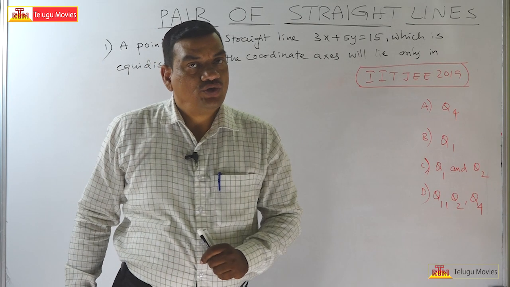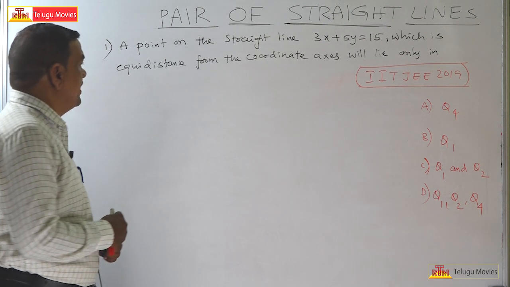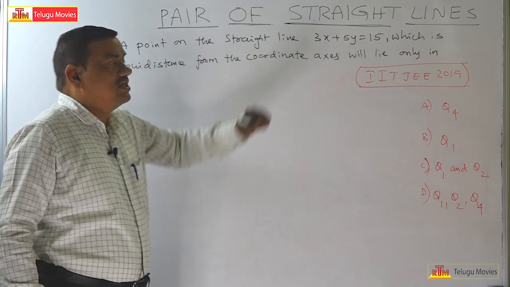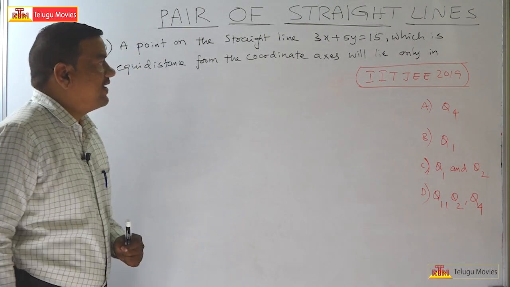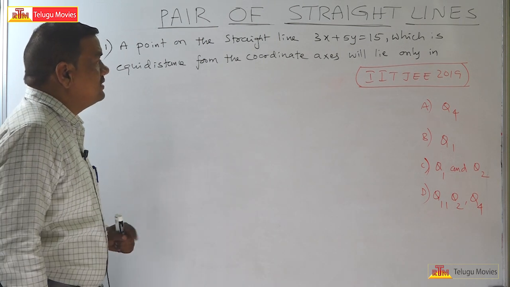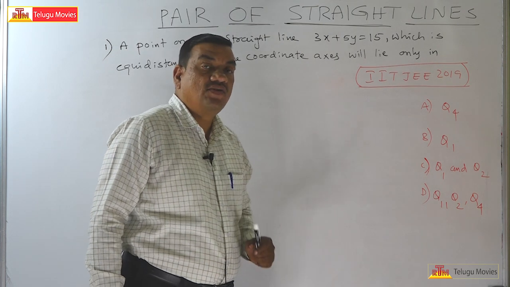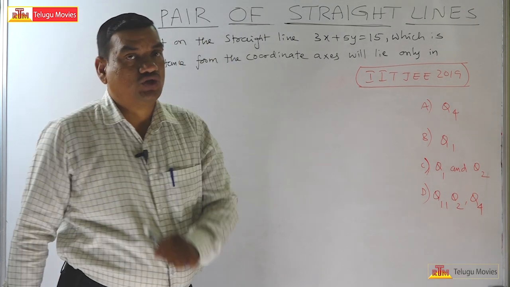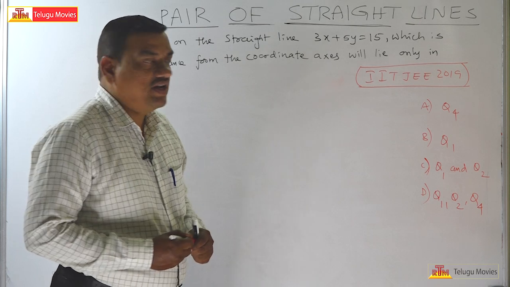So welcome to today's problem. The problem is: a point on the straight line 3x + 5y = 15, which is equidistant from the coordinate axes, will lie only in which quadrant? Options are given here.